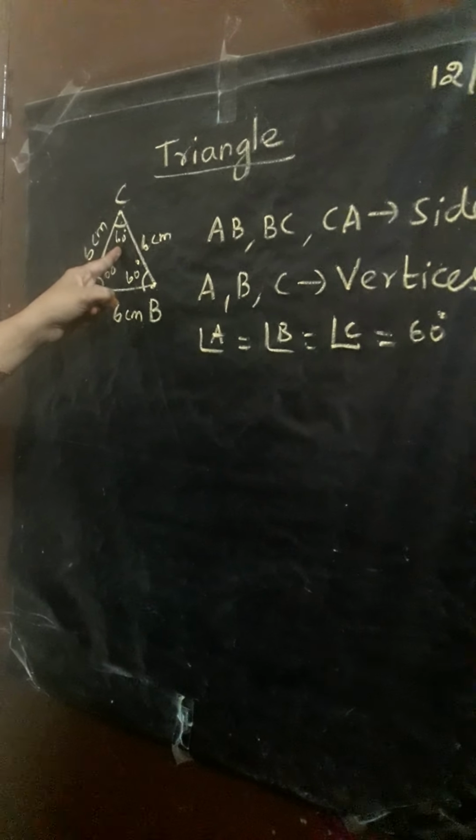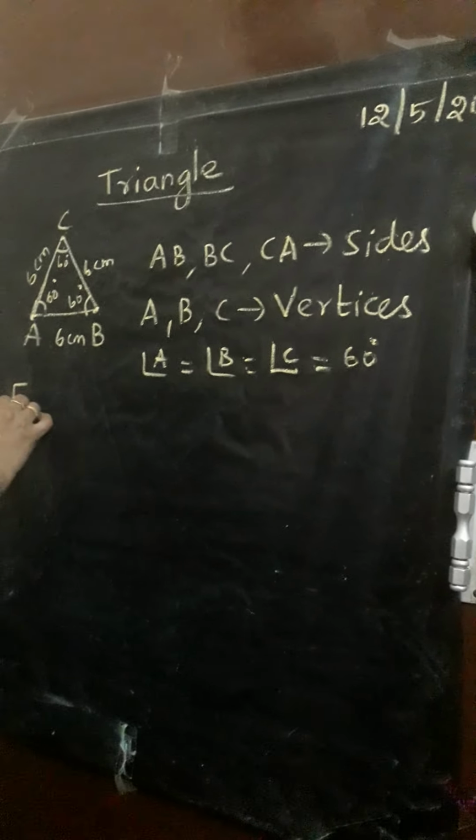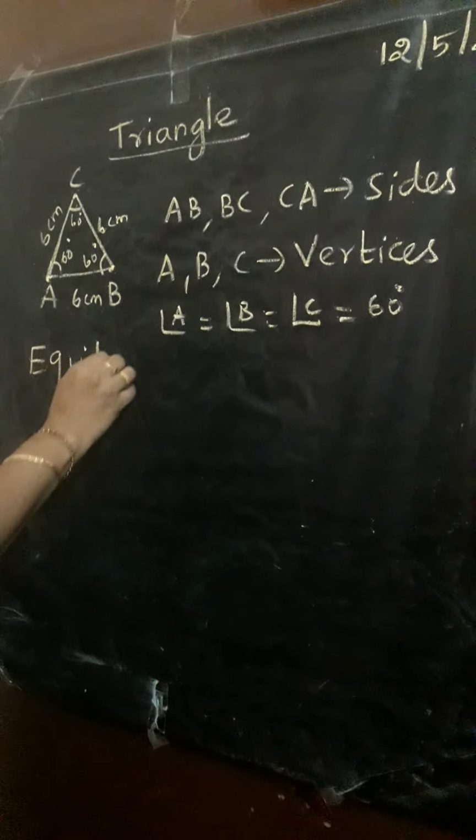Sides of triangles are equal. All sides are equal. AB equal to 6 centimeter, BC 6 centimeter and AC 6 centimeter. All angles are equal. Angle A equal to 60, angle B equal to 60 and angle C equal to 60 degree. Three sides are equal. So this triangle is called equilateral triangle.